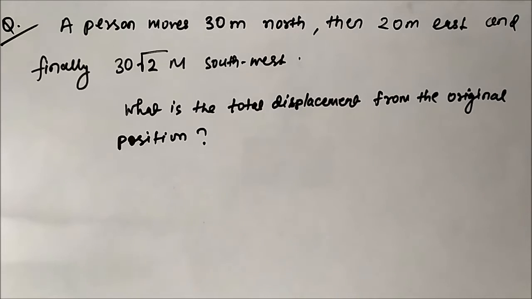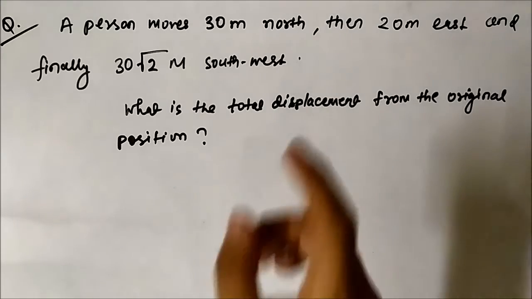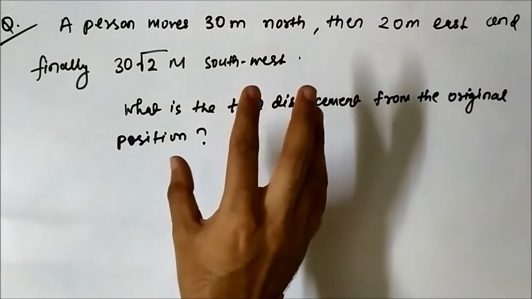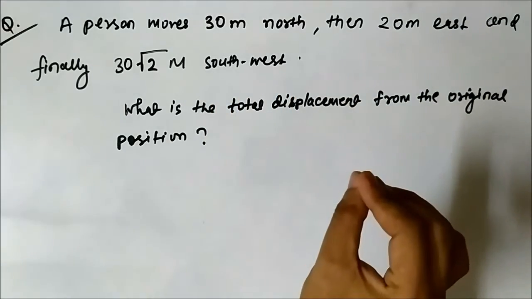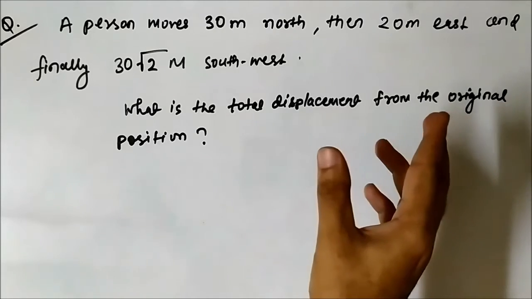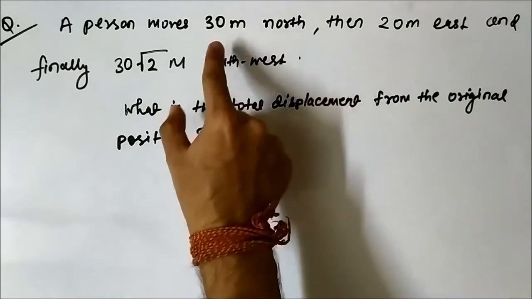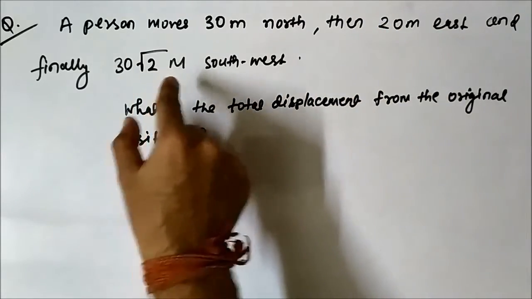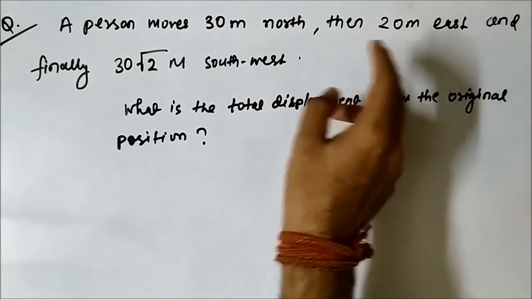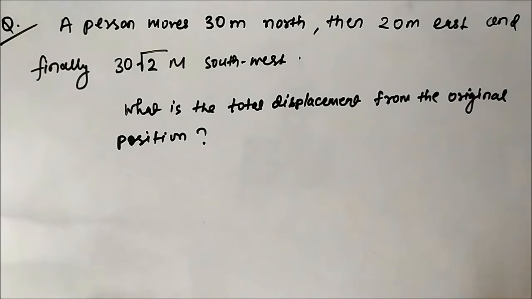Here, both magnitude and direction come into play. Magnitude in terms of 30 meters, 20 meters, 30 root 2 meters, and direction in terms of north, east, southwest. So in these types of situations the concept of vectors comes into play. Before we solve this question, let us have a quick recap of the basic concepts that we had discussed.